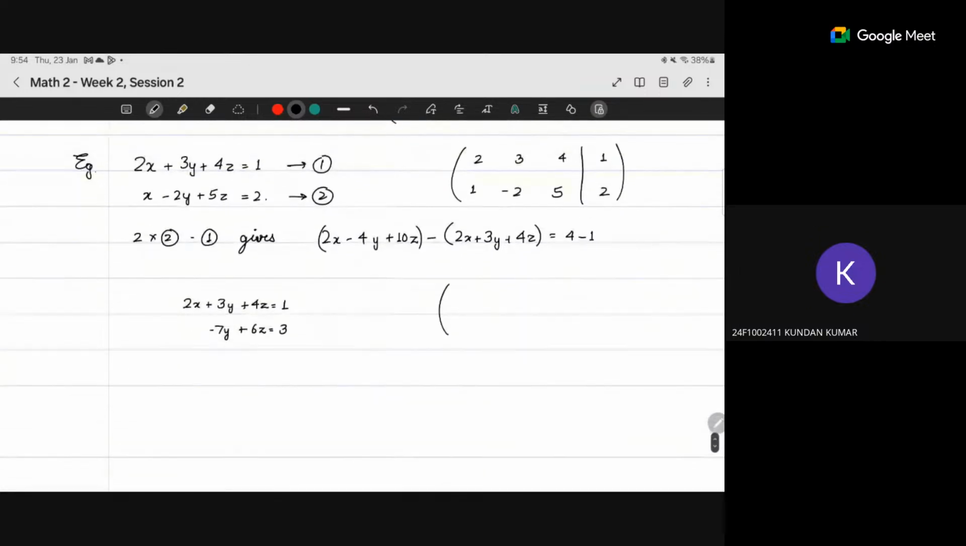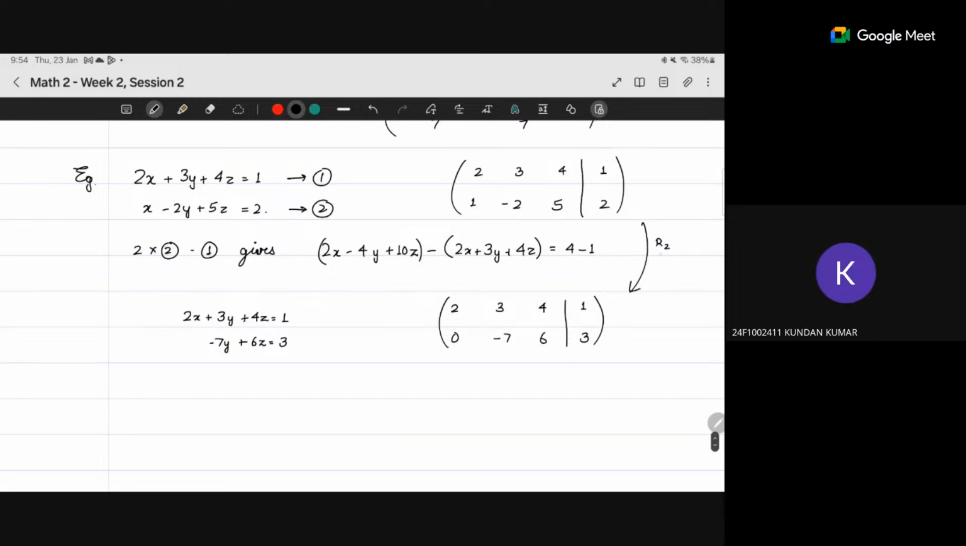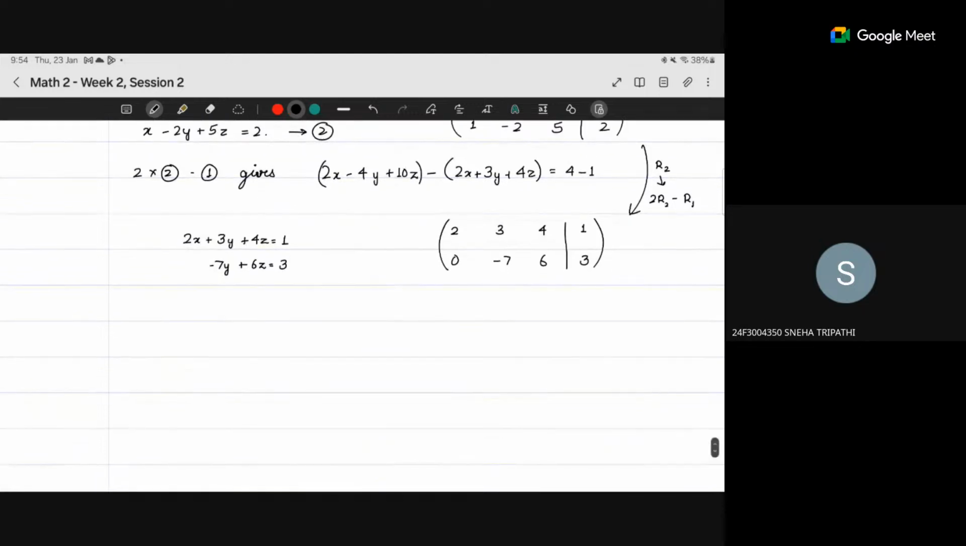Here you have 2, 3, 4, 0, minus 7, 6, and 1, 3. What is the change that has happened over here? This is R2 becoming 2R2 minus R1, correct? And scaling a row by something just means that you divide the equation by something, correct?